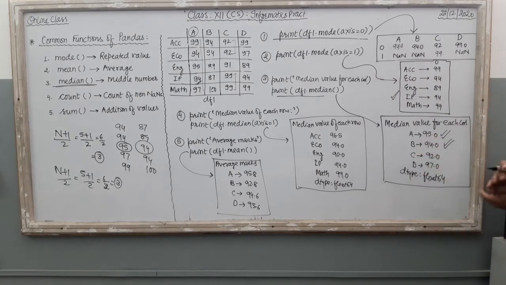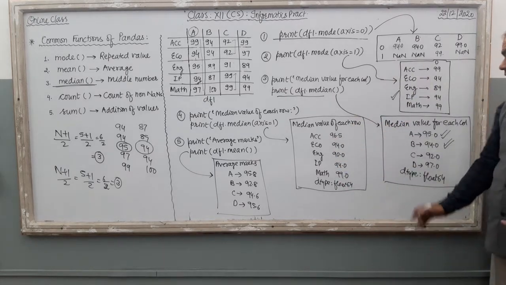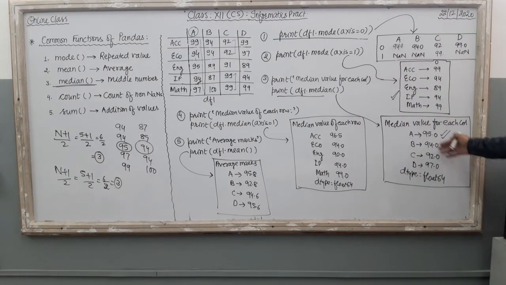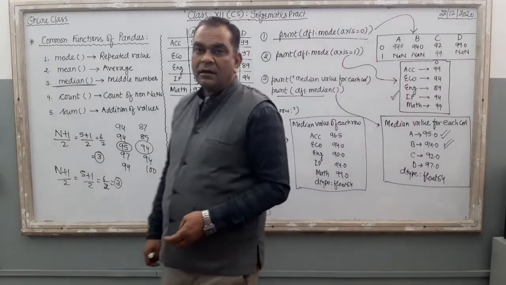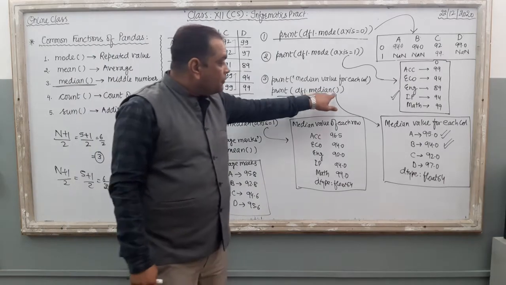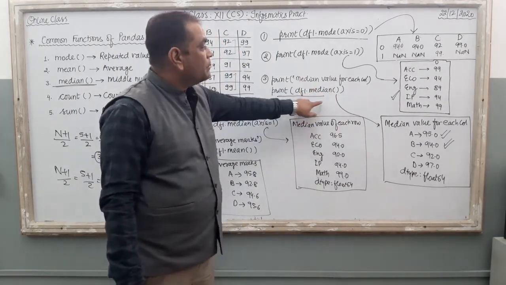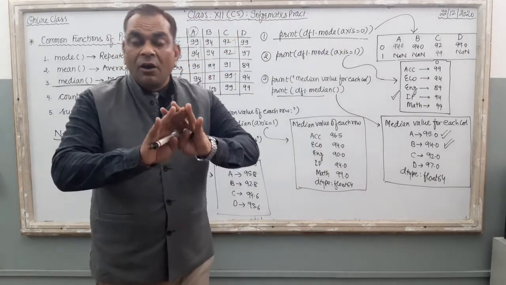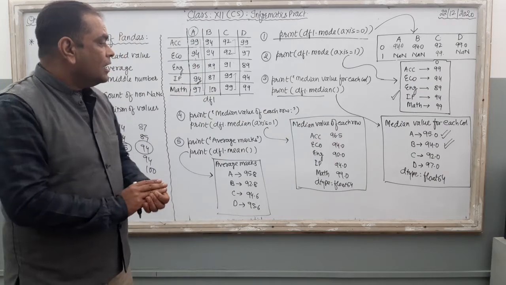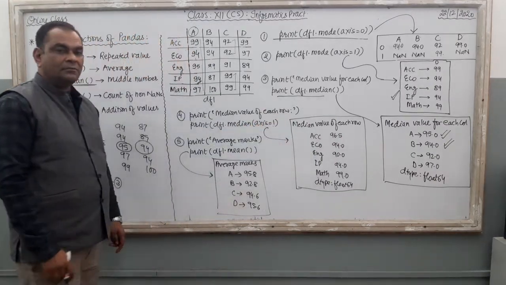In the same way, you can generate the middle value of C and of column D, and then just check the output. If you use this particular command, here is the output. By default, if you leave the bracket blank, the computer generates the output on the basis of axis 0. Axis 0 means on the basis of row indexing. Clear?